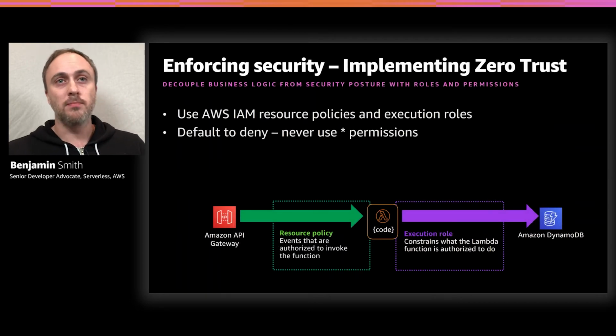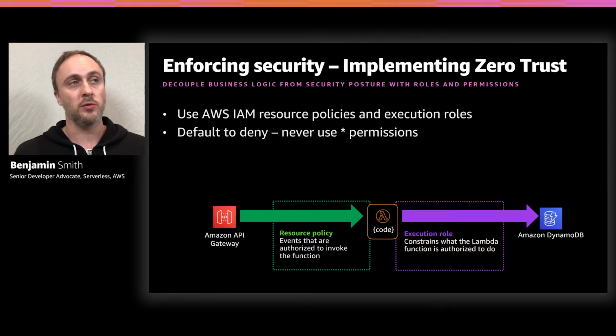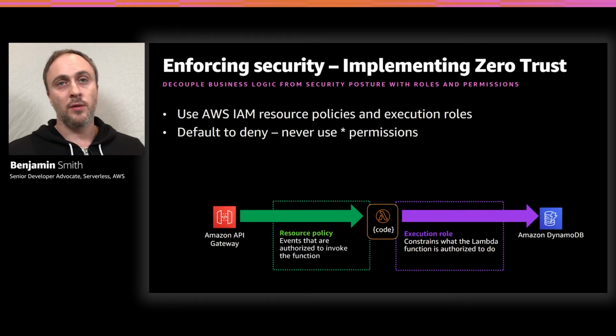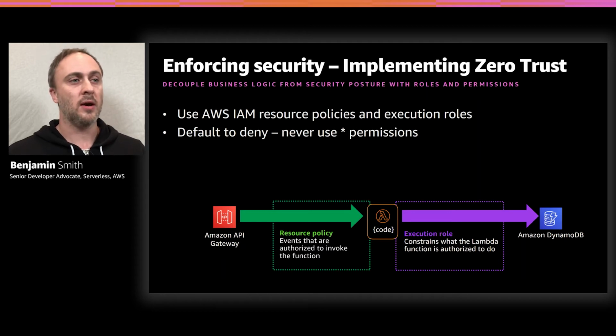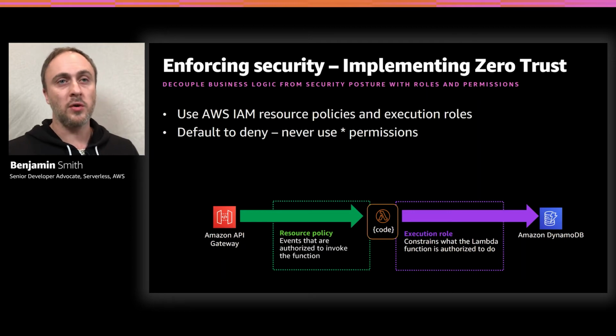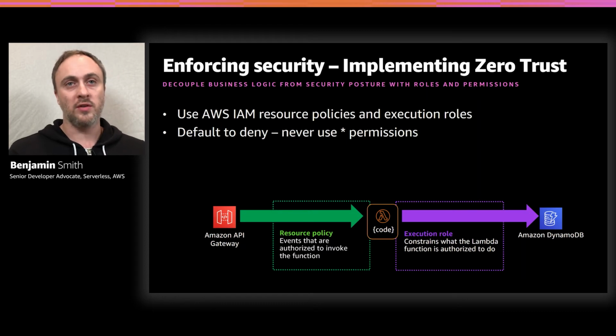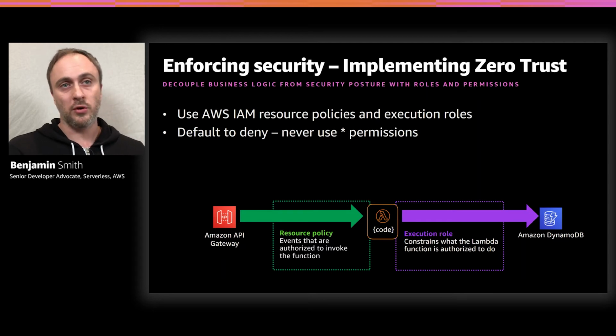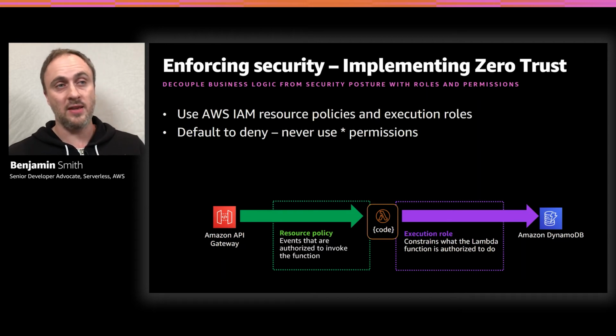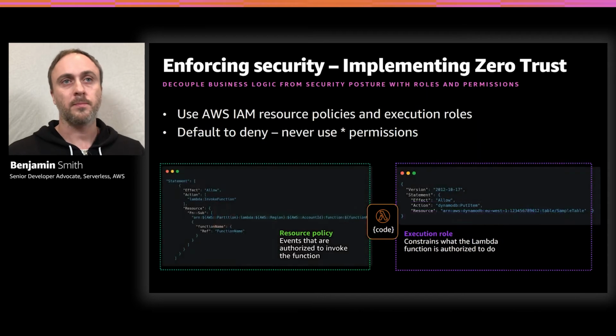This zero trust model is implemented using IAM resource policies and execution roles. If we take the case of a Lambda function, the resource policy will dictate which events or services are authorized to invoke your function, to trigger it to start running code. The execution role grants the function permission to perform an action with another service or resource. Essentially, it's the execution role which dictates what the function is and is not allowed to do.